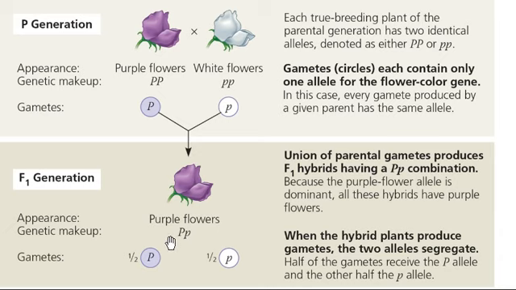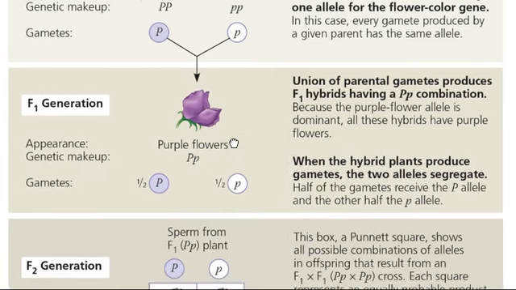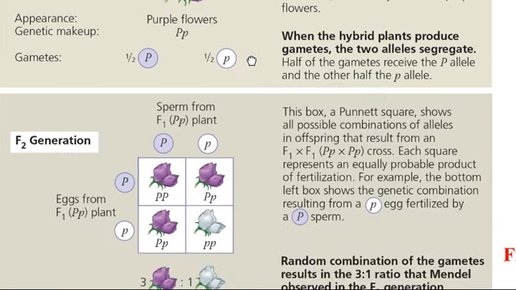The F1 hybrids are purple flower carrying plants, and their genetic makeup is heterozygous, so they are heterozygous dominant, and then these plants produce gametes. Some of the gametes will be carrying the dominant allele, some of the gametes will be carrying the recessive allele, and when random mating occurs, these four combinations are possible.